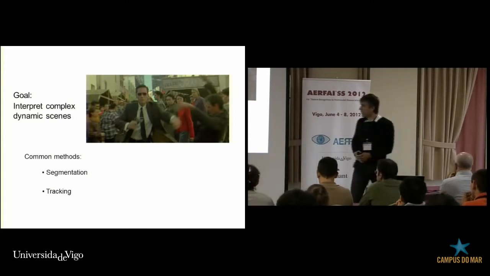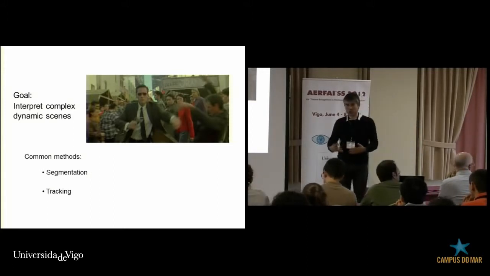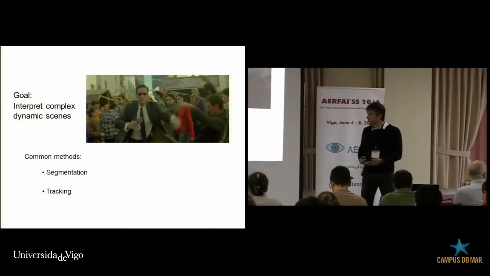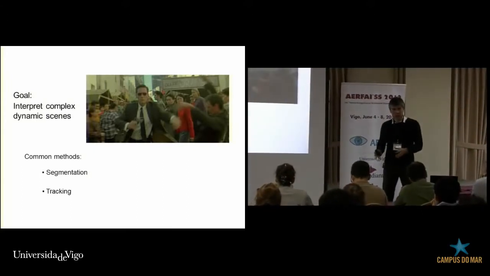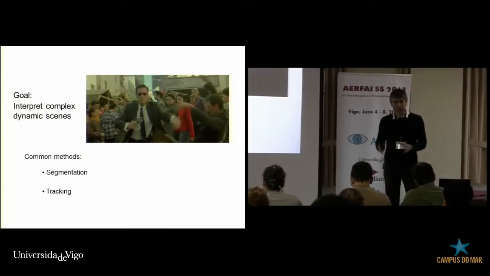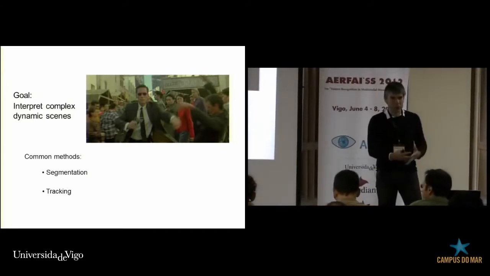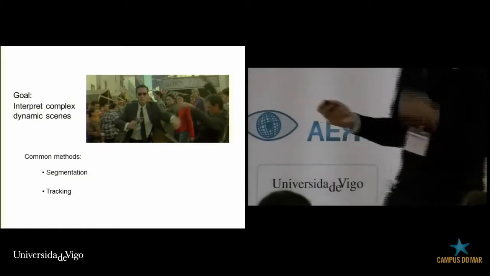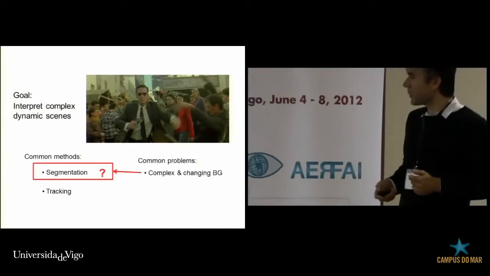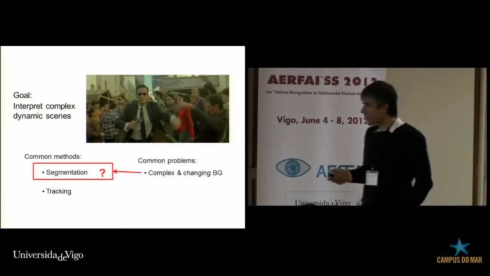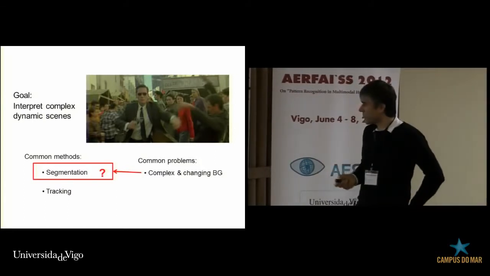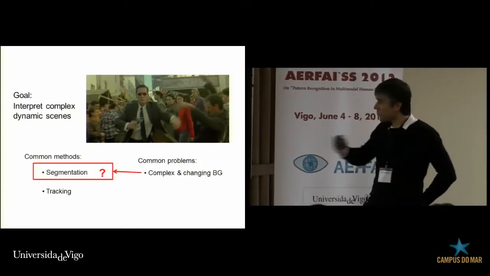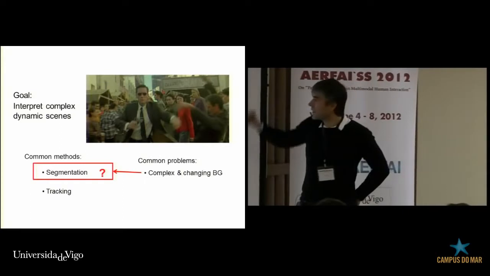So what are the common methods first? If you want to do shape analysis, you would need to do some segmentation. If you need to track, so maybe the previous methods which we've seen, tracking the person, analyzing the motion of the person. Again, tracking would have issues in the scene because of many things. So what are the problems? For segmentation, we have a complex and changing background, so we just cannot segment the scene.